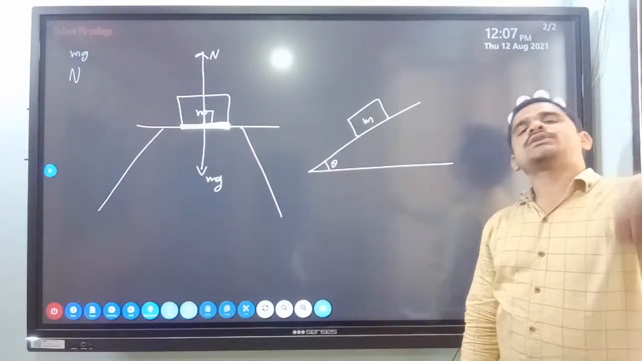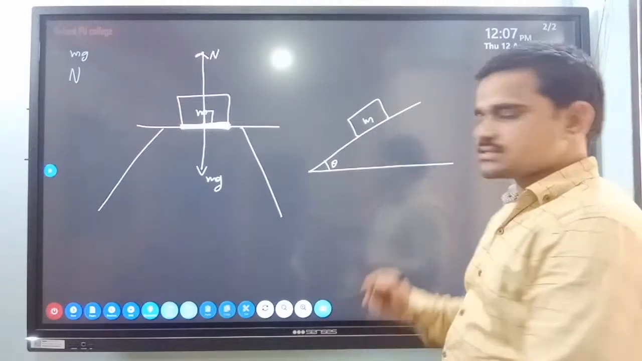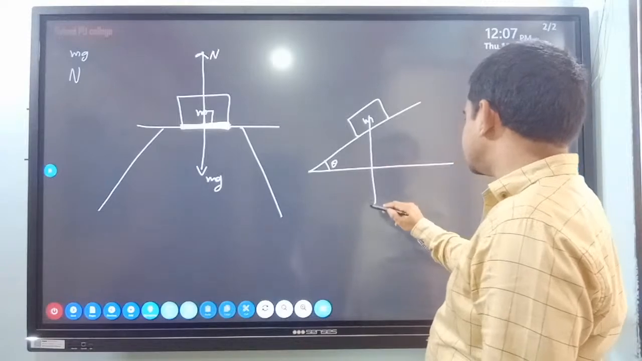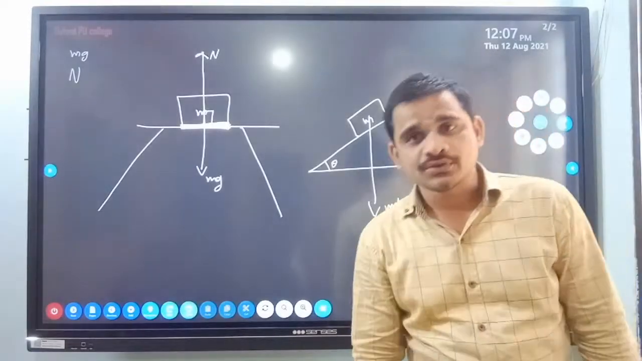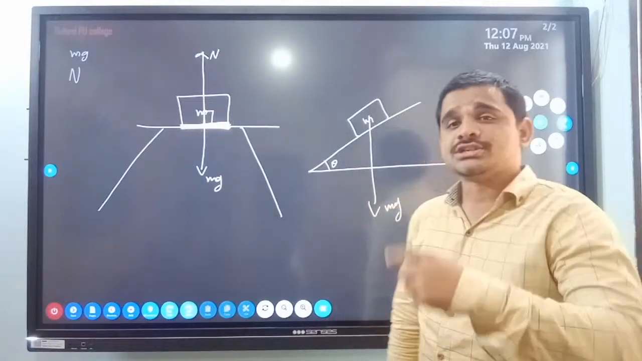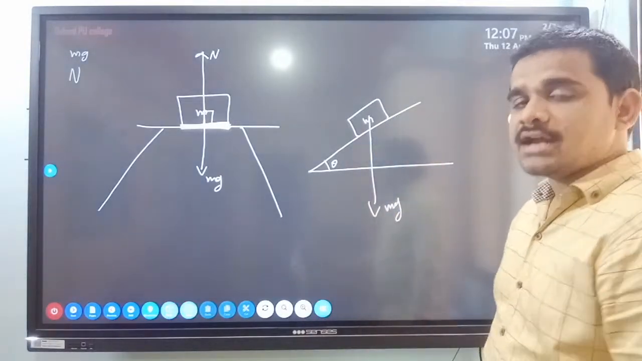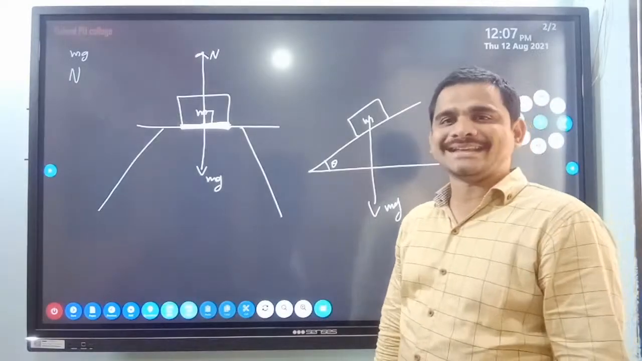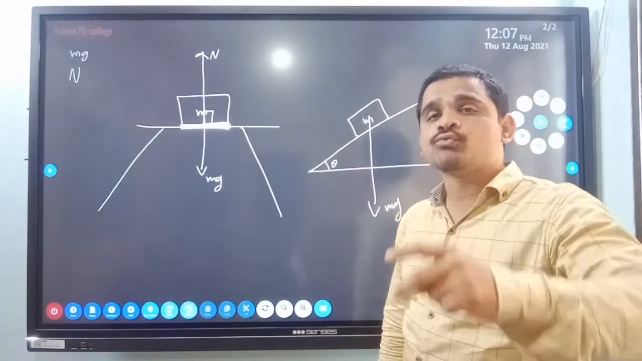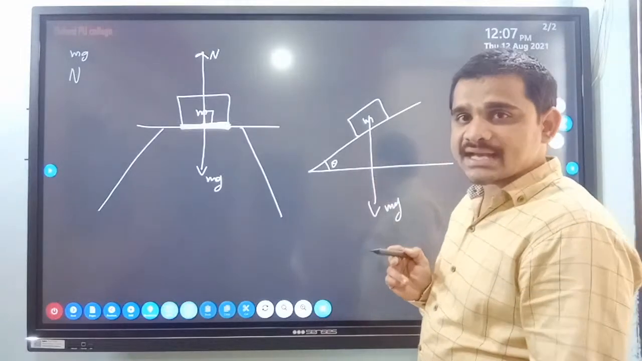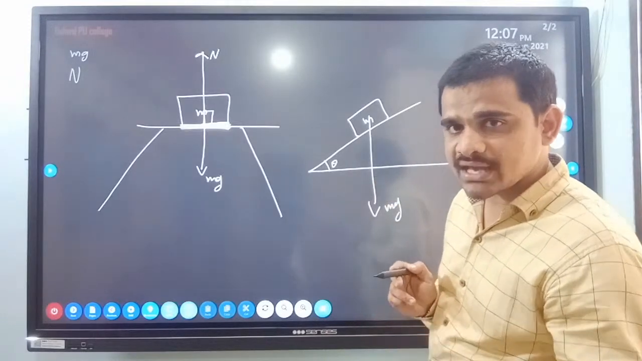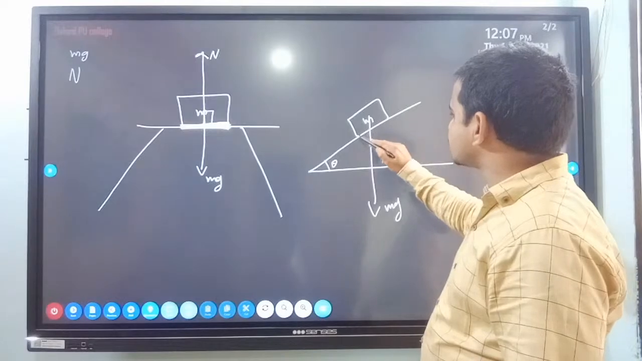Now what are the forces acting on this? The force acting here is mg. mg is a gravitational force. And one more force is acting, which is the normal reaction. How does this normal reaction act? This normal reaction acts perpendicular to the surfaces which are in contact.